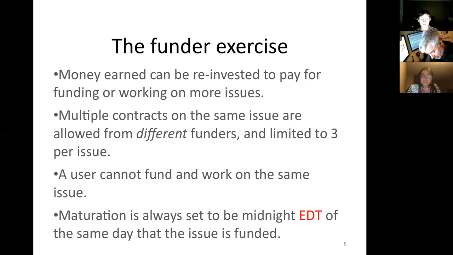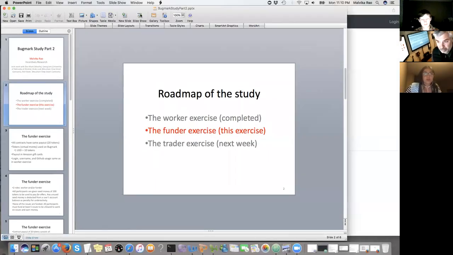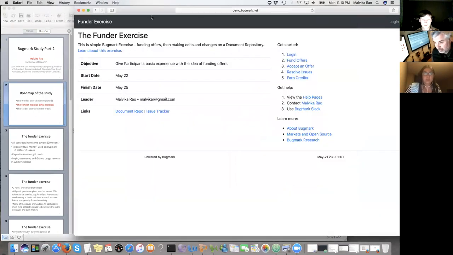And maturation is always set to be midnight EDT of the same day that the issue is funded. So make note, last time in the worker exercise, it was midnight PDT, Pacific time. And this time around, for the funder exercise, it's midnight Eastern time, EDT. So now we're going to move on to the demo.